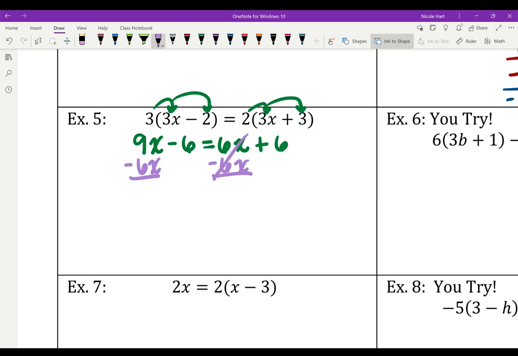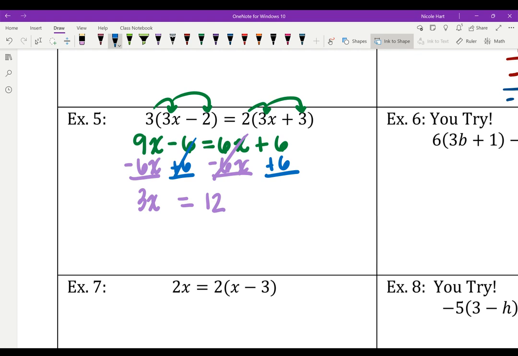9x minus 6x gives us 3x. And if you'd like, you are welcome to go ahead and do the other movement as well. So I'm going to add 6 and add 6. The negative 6 and positive 6 cancel out. And we are left with 6 plus 6 is 12. If you would like to do that as 2 separate steps, that's completely fine.